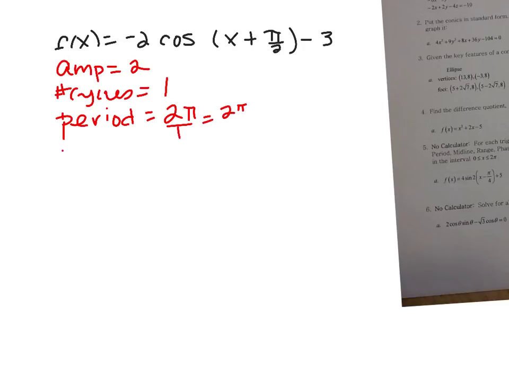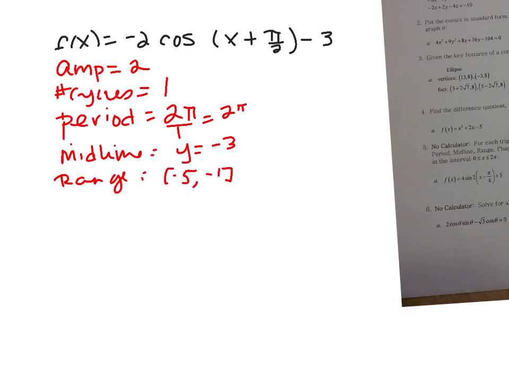We have the midline. So that is y equals negative 3. Remember, it's an equation. It's a horizontal line. It's y equal. Range. How high and how low is it going? So your range is from the midline, you are going down 2 units. So from negative 3 down 2 units puts me at negative 5. Negative 3 up 2 units puts me at negative 1.